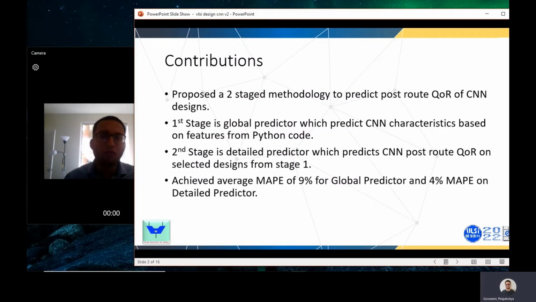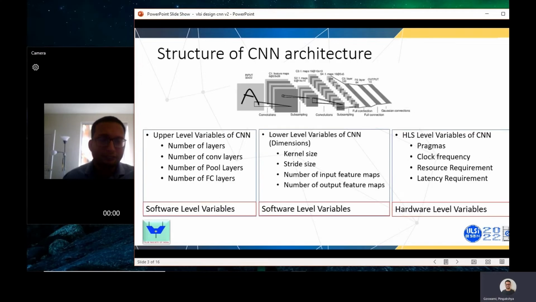So let's briefly go over the contribution of this work. The main contribution of this work is a two-stage methodology to predict the post-route QoR of CNN design. In the first stage, we created a global predictor in which the machine learning model extracts features from the high-level Python code. These features include the software variables, like number of layers, number of convolution layers, number of pooling layers, number of FC layers, kernel size, stride size, number of input feature maps, and number of output feature maps.